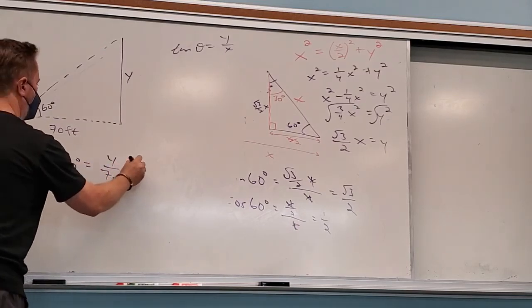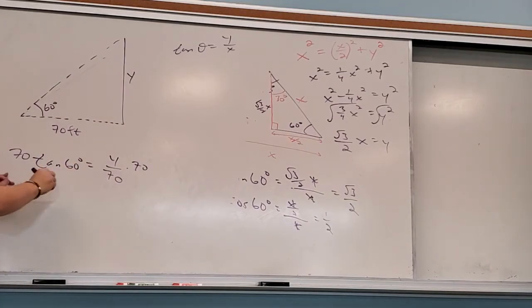How do I solve for y? Multiply by 70. Can you guys do this in your calculator? What is 70 times tangent of 60 degrees? By the way, make sure you're in degrees if you want to use 60, or if you're in radians, use pi over 3, right? So I can change my mode to degrees. And then I can just type in 70 times tangent 60. So the tree is 121 and a quarter almost feet tall.